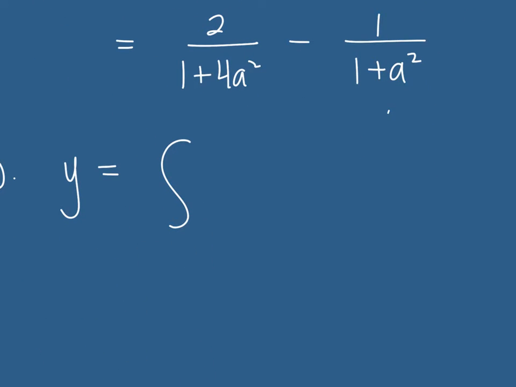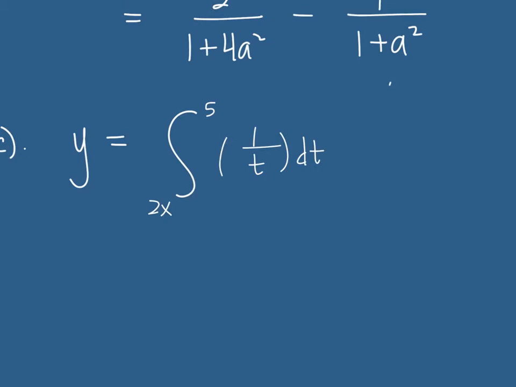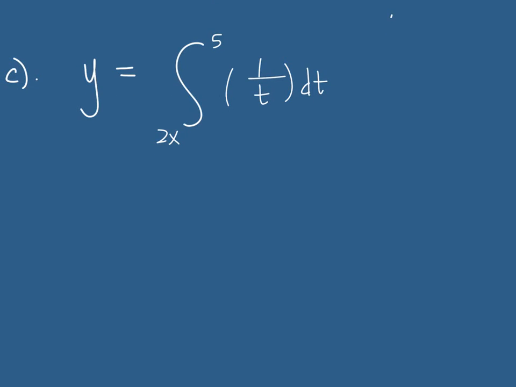Okay, y equals the integral from 2x to 5. Which one's going to get plugged in first? Okay, just keeping that in mind. And 1 over t dt. Okay, differentiate both sides. Find the derivative. So dy d what is my variable? X. Okay, the variable is located in the bounds. Equals. Okay, who wants to try this one? Come on, you can do it. All right, Luke.